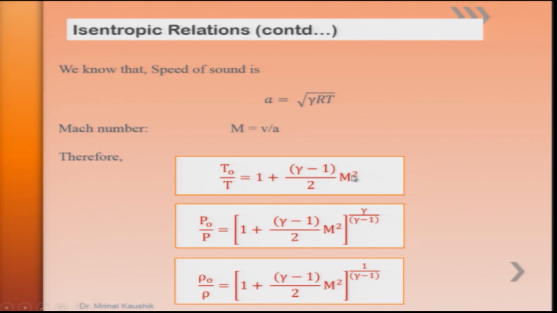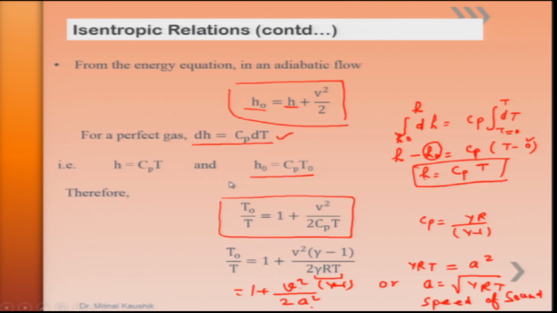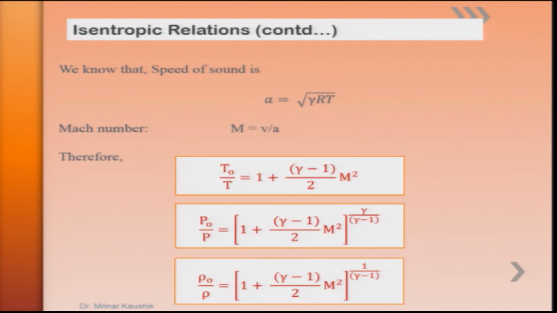and using the isentropic relation that we have just derived here, we can represent the relationship between the stagnation state and static state as P naught by P equal to 1 plus gamma minus 1 by 2 M square to the power gamma upon gamma minus 1, and rho naught by rho equal to 1 plus gamma minus 1 by 2 M square to the power 1 by gamma minus 1.